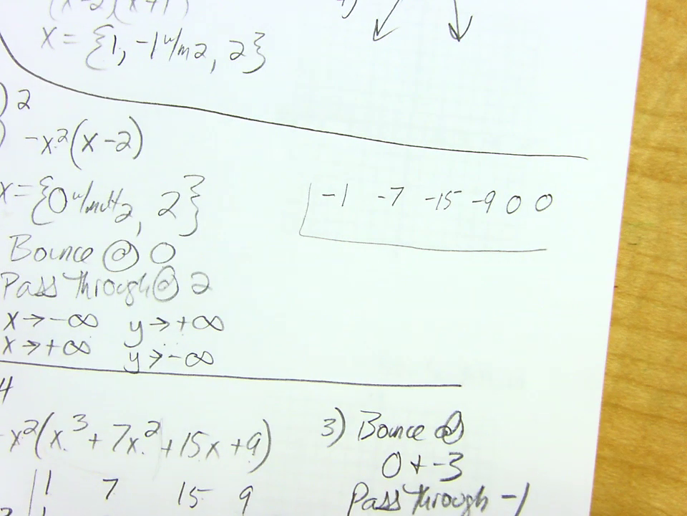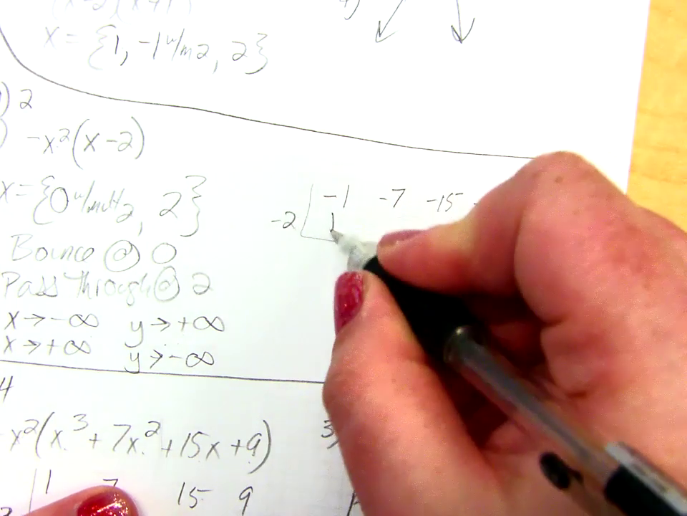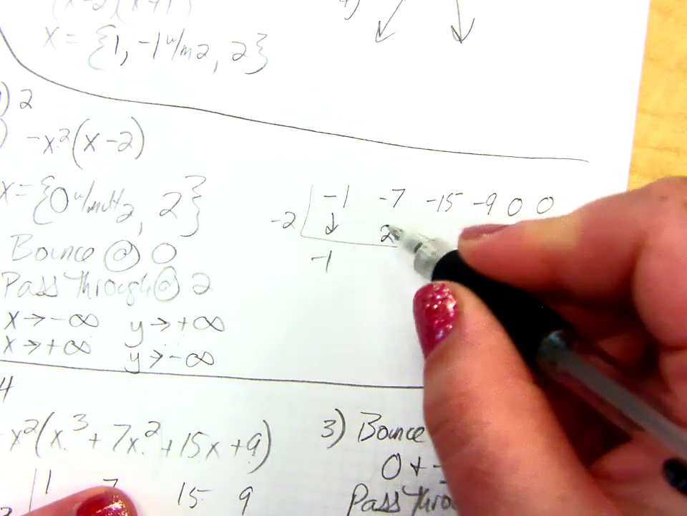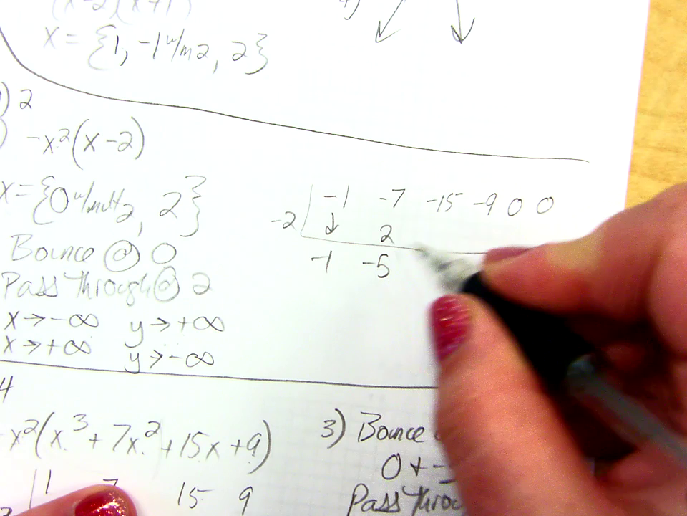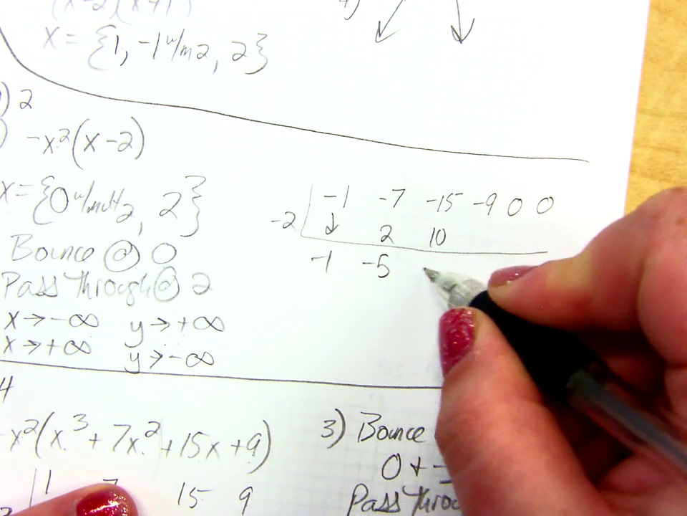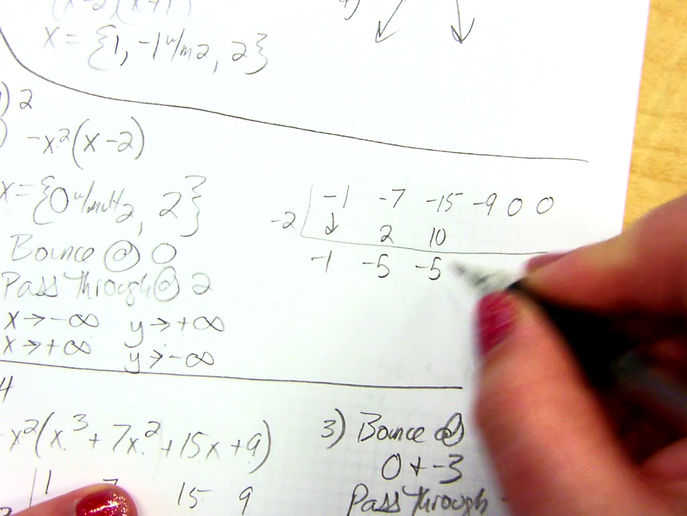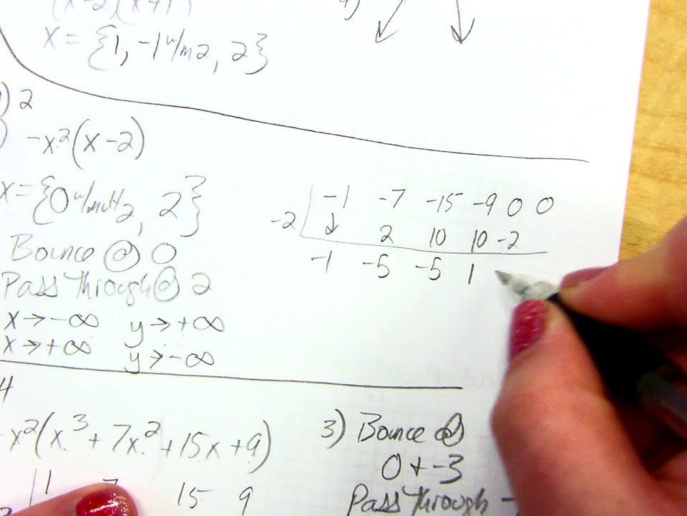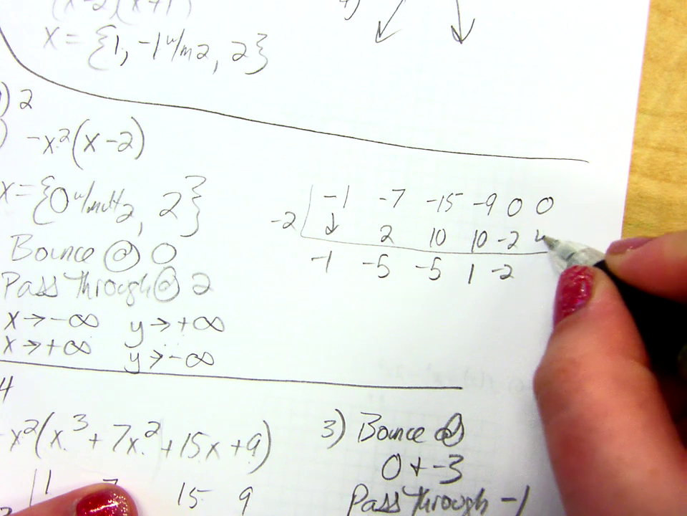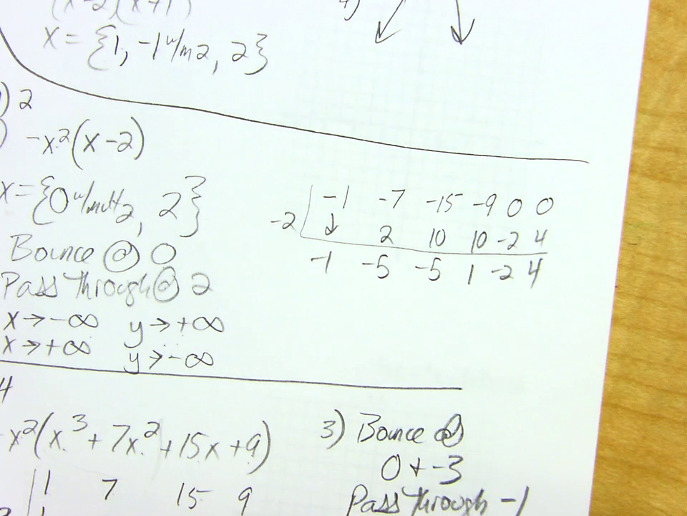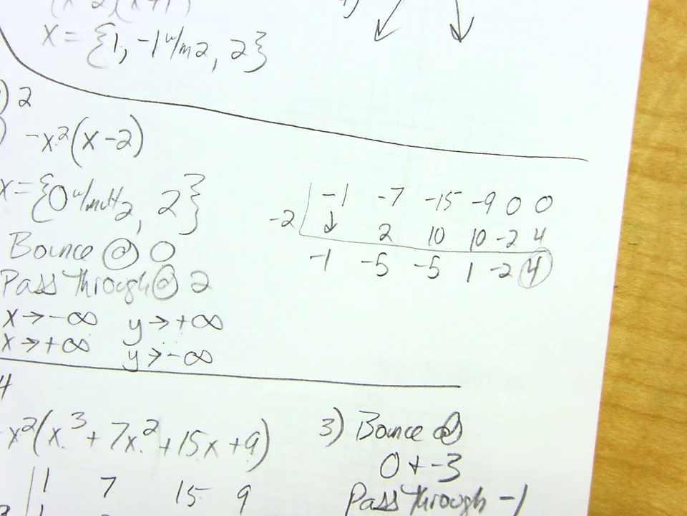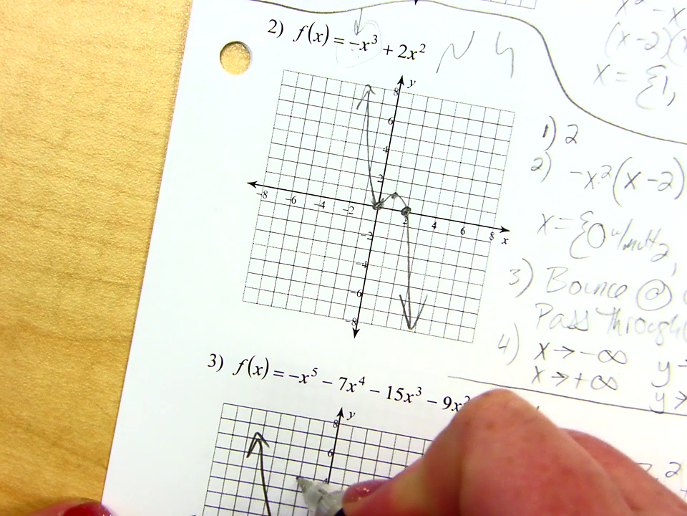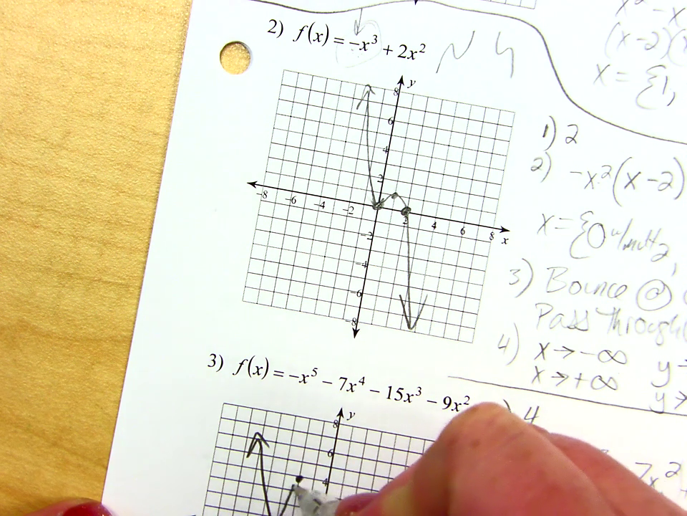So if I want to plug in a negative 2, I can just do synthetic. And then what's my answer? The answer is whatever the remainder is. That's a 1, negative 2, 4. So when I plug in negative 2 for x, I get out a positive 4. So negative 2 goes all the way up to 4. So it goes quite high.